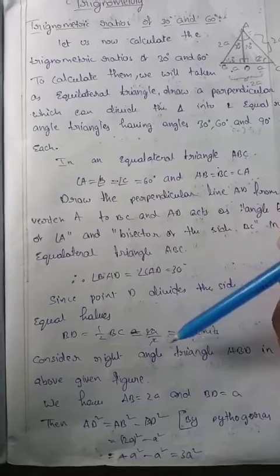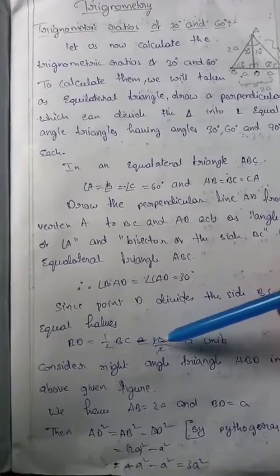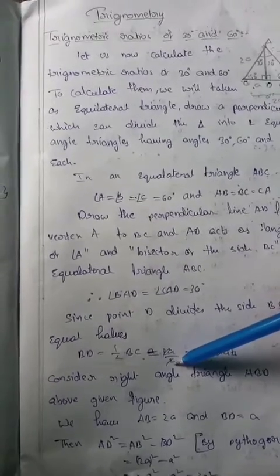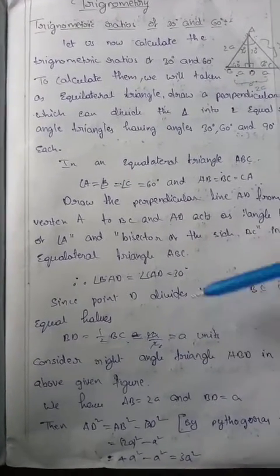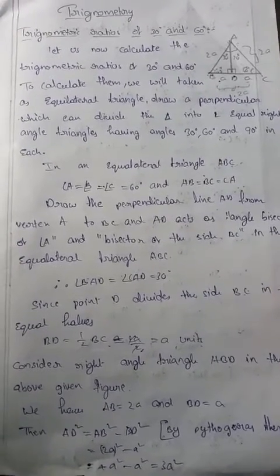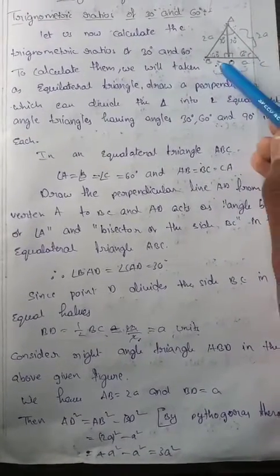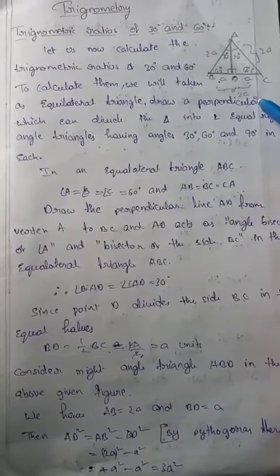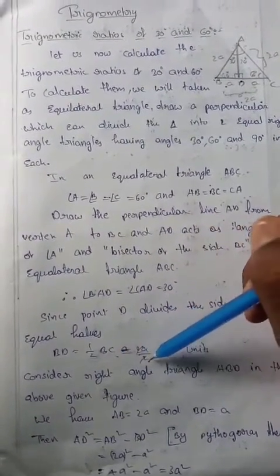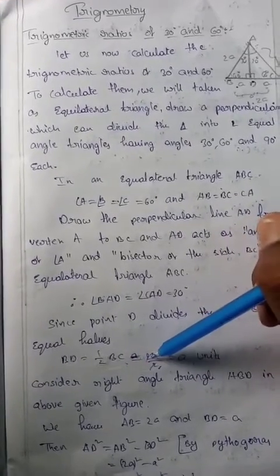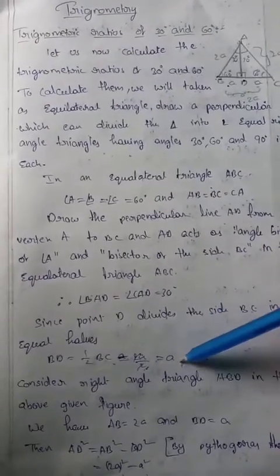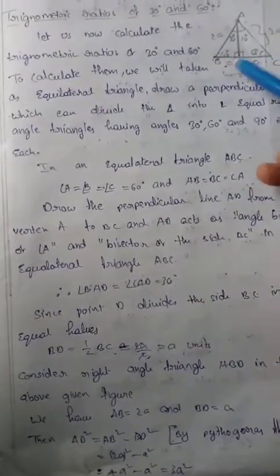Here that is said. And that equal to 2a by 2, because here BC equal to 2a, and half of BC, that means 2a by 2 equal to, 2 cancelled and a units came, that means BD equal to a.